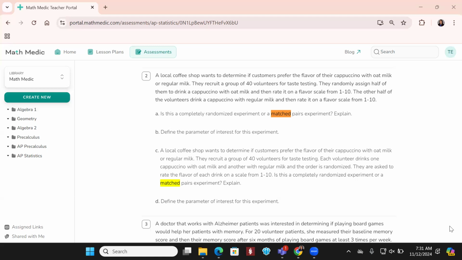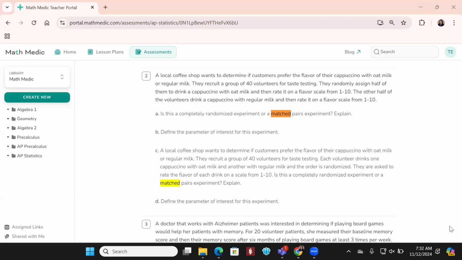All right, read part C. A local coffee shop wants to determine if customers prefer the flavor of their cappuccino with oat milk or regular milk. They recruit a group of 40 volunteers for taste testing. Each volunteer drinks one cappuccino with oat milk, then another with regular milk, and order is randomized. They're asked to rate the flavor of each drink on a scale from 1 to 10. Is this a completely randomized experiment or matched pairs? Matched pairs, because one person is doing both things.